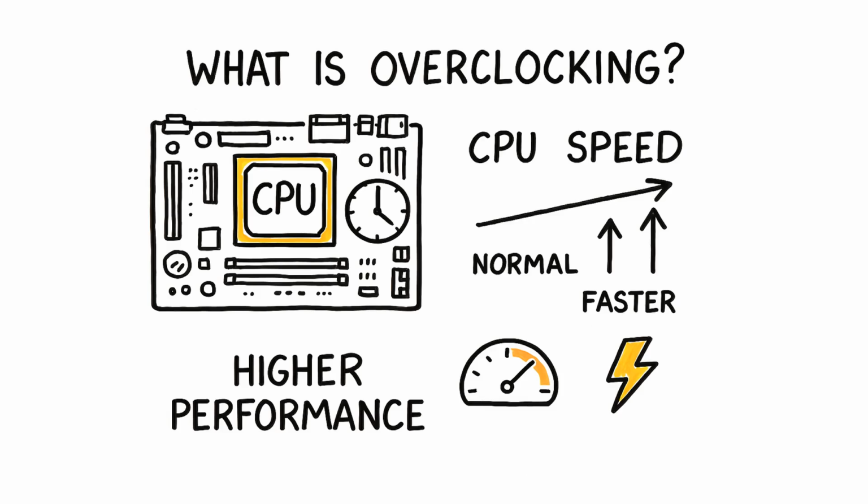Overclocking is the process of running a computer component faster than its official factory speed. It is most commonly done with a CPU or GPU to increase performance. Every processor has a rated clock speed that determines how quickly it performs calculations. By adjusting settings in the system firmware or software tools, users can increase this clock speed. The goal is to get more performance from existing hardware. Overclocking is often used by gamers, enthusiasts, and performance-focused users.